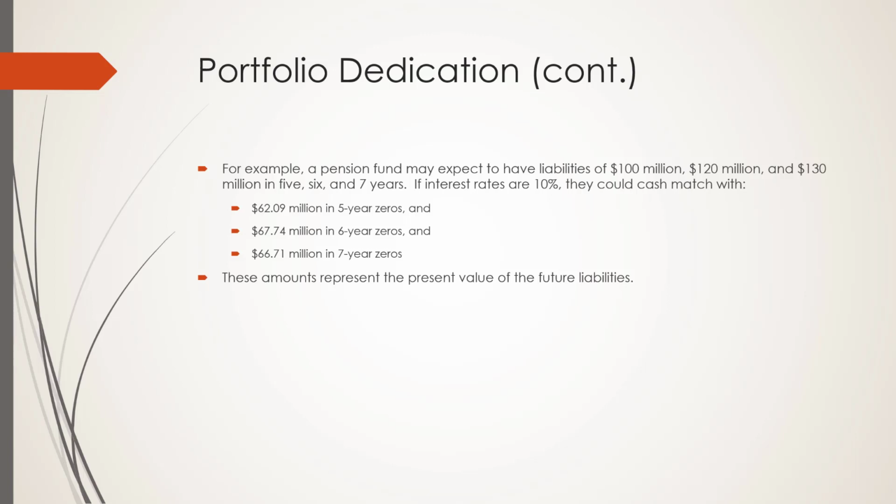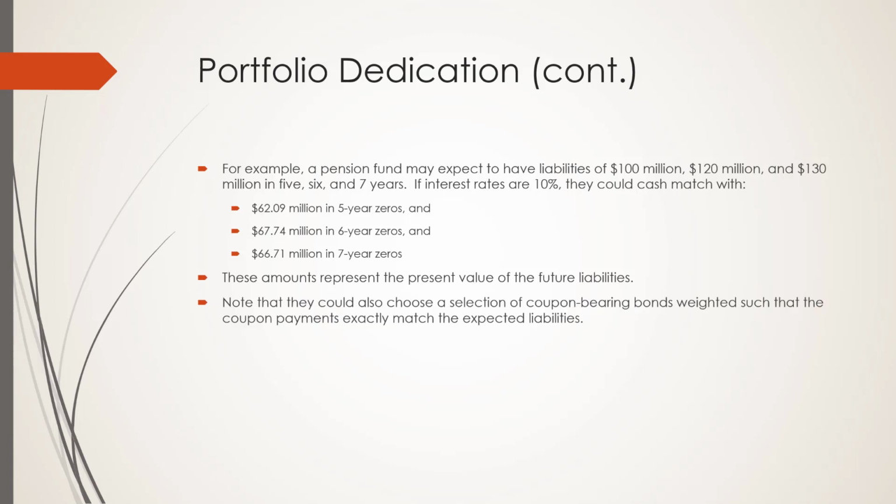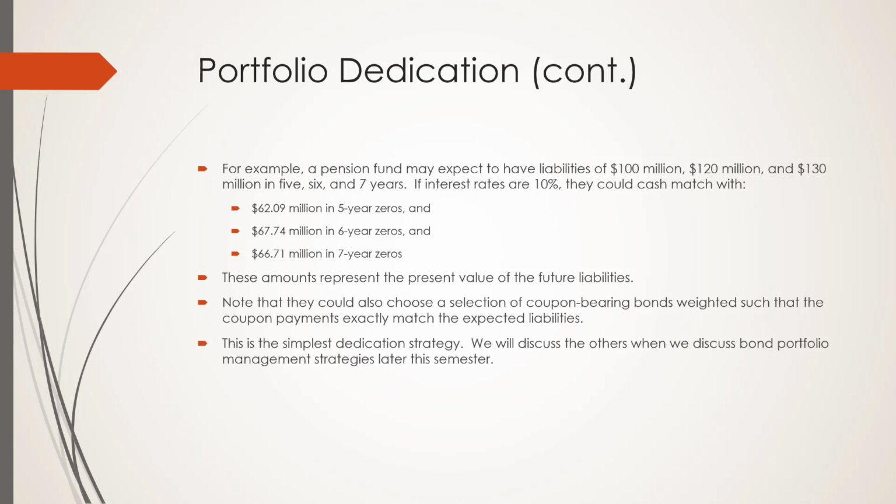To get these numbers, all you have to do is find the present value of, say, $100 million in 5 years at a 10% interest rate, and you'll see that that's 62.09. Now, you could choose a selection of coupon-bearing bonds. Zero coupon bonds are easier if you can get them because they don't have any intermediate payments, and when they mature, you get that full face value. If you do this with coupon-bearing bonds, then you're going to have to reinvest the coupons, and that complicates things a little bit.